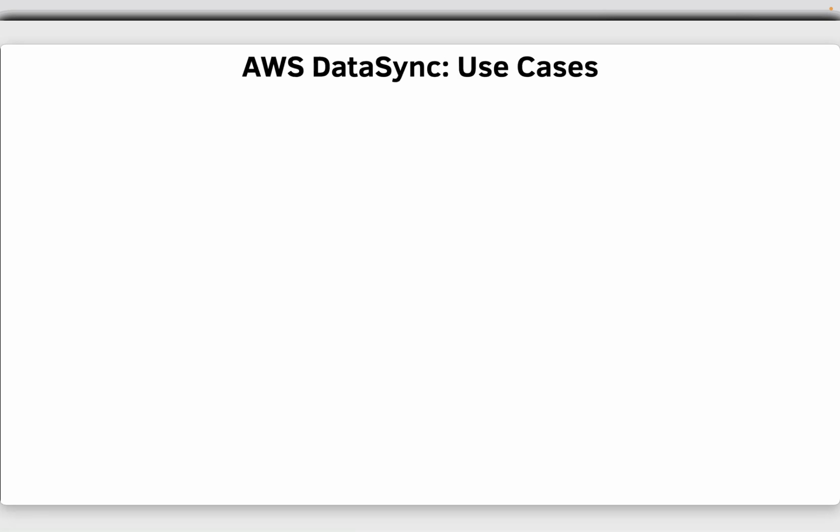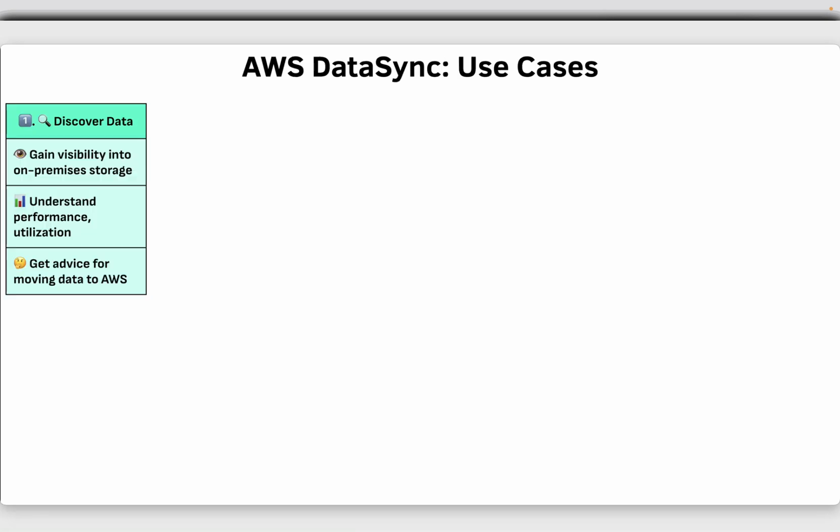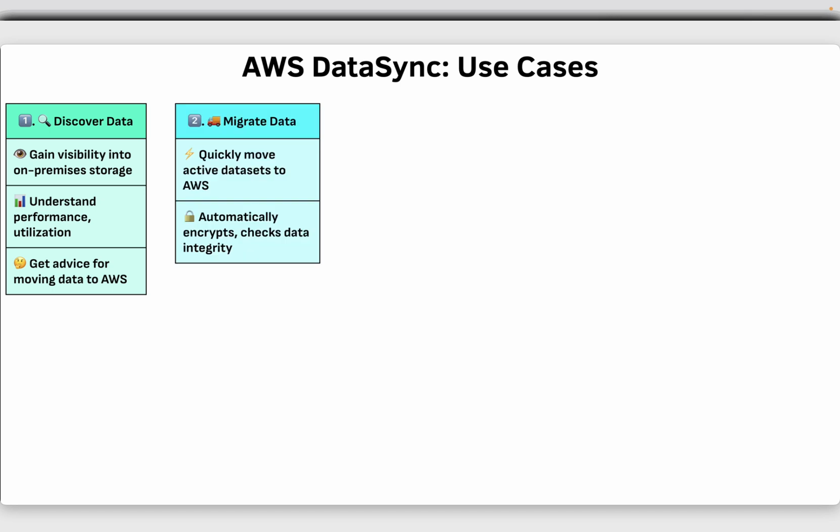AWS DataSync use cases. First one, discover data. You can gain visibility into your on-premises storage by understanding its performance and utilization. AWS DataSync Discovery can also give you advice and suggestions for moving your data to AWS storage services. Second use case, migrate data. You can quickly move your active datasets over the network to AWS storage services. DataSync automatically encrypts your data and checks its integrity to ensure it arrives securely, completely, and ready to be used.